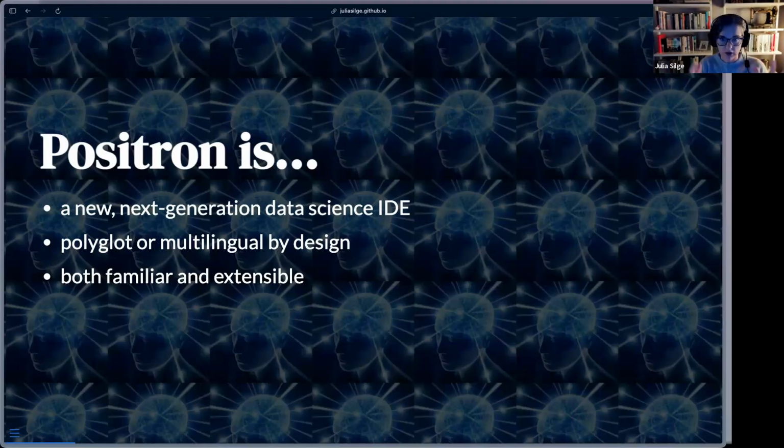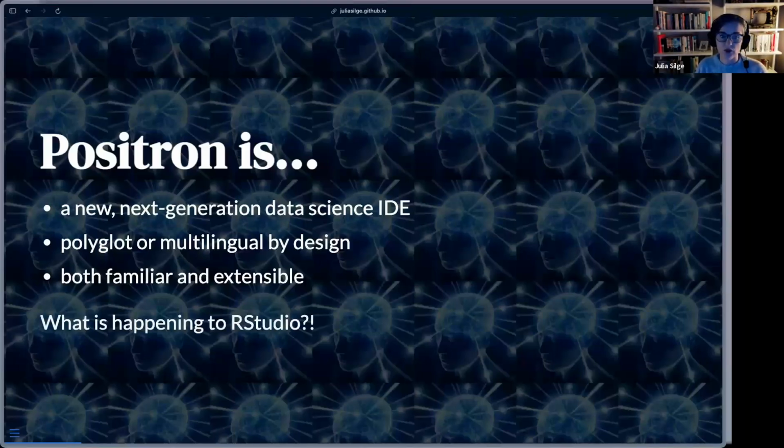So it's familiar because it's related to these other kinds of IDEs that you may have experience with, and it's also extensible because it's built on top of that Code OSS infrastructure. You can use VS Code compatible extensions with it. And this means that the ability to customize or extend your IDE is really large. The opportunity there is very significant and very large. So that's a little bit about what Positron is in general.